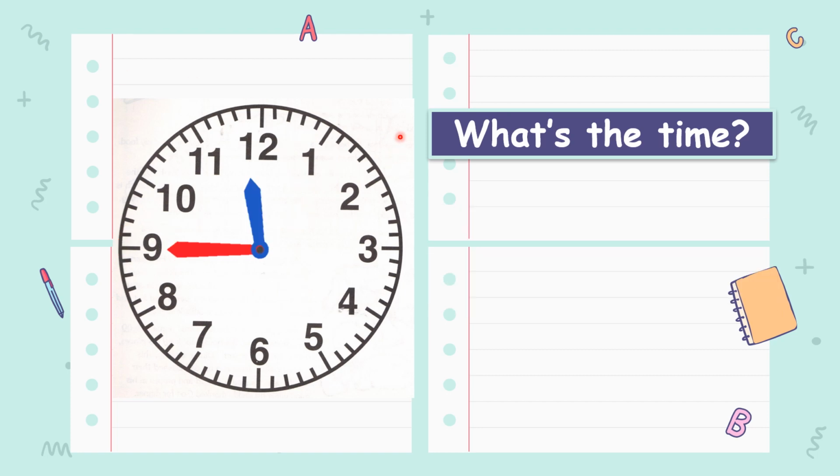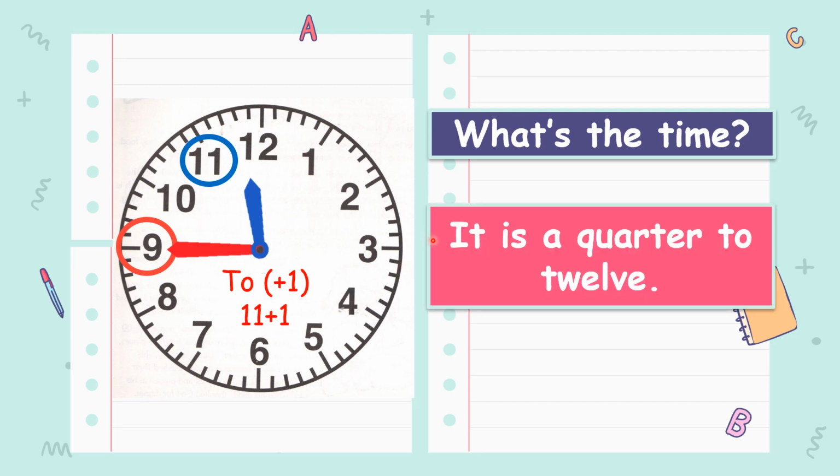Now let's try this together. What's the time? Where does the minute hand show? Yes, 9. So, what about the hour hand? Is it 12 yet? No, it is 11. So when you see the number 9, we need to use a quarter to. When we use the word to, we need to plus 1. So the answer would be 11 plus 1. So what will be the answer? Well done. It is a quarter to 12.